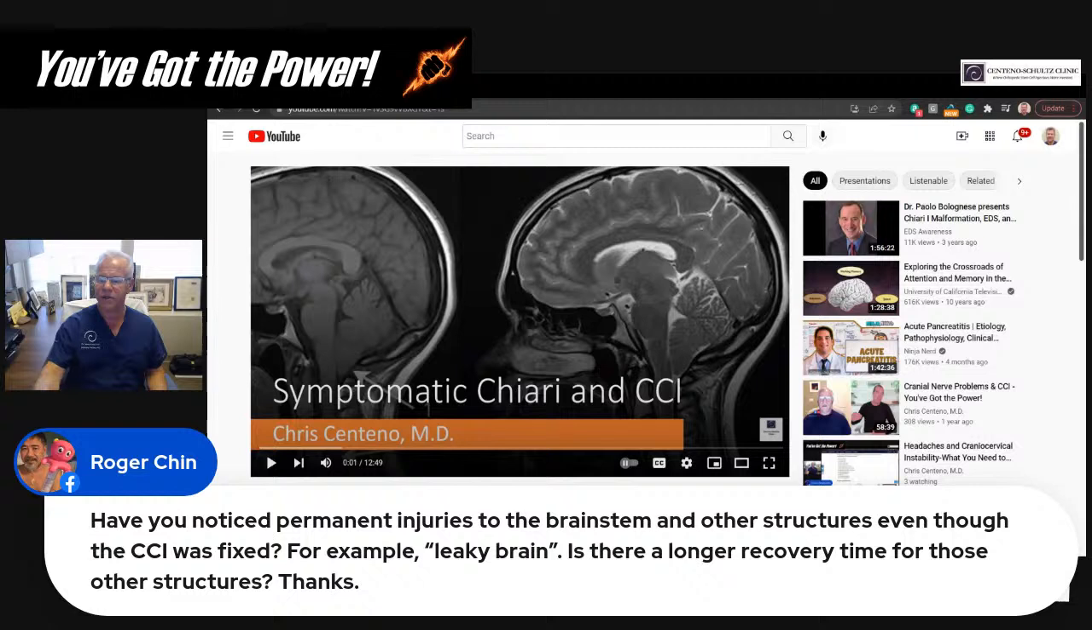Roger, have you noticed permanent injuries to the brainstem or other structures even though the CCI was fixed? For example, leaky brain, is there a long recovery time for those other structures?